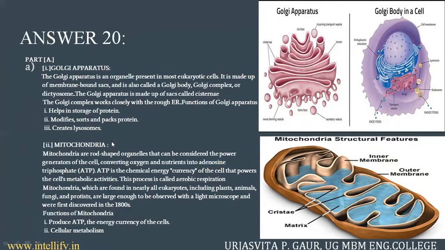The second part is about the mitochondria. A mitochondrion is a rod-shaped organelle that can be considered the power generator of the cell, converting oxygen and nutrients into adenosine triphosphate molecules. These are the energy currency of the cell that provides power to the cell's metabolic activities. And this process is also called aerobic respiration.